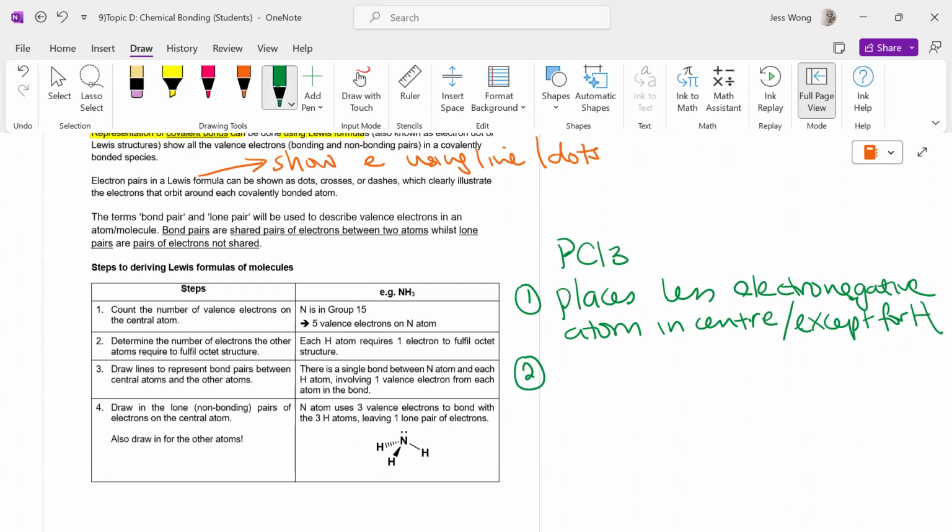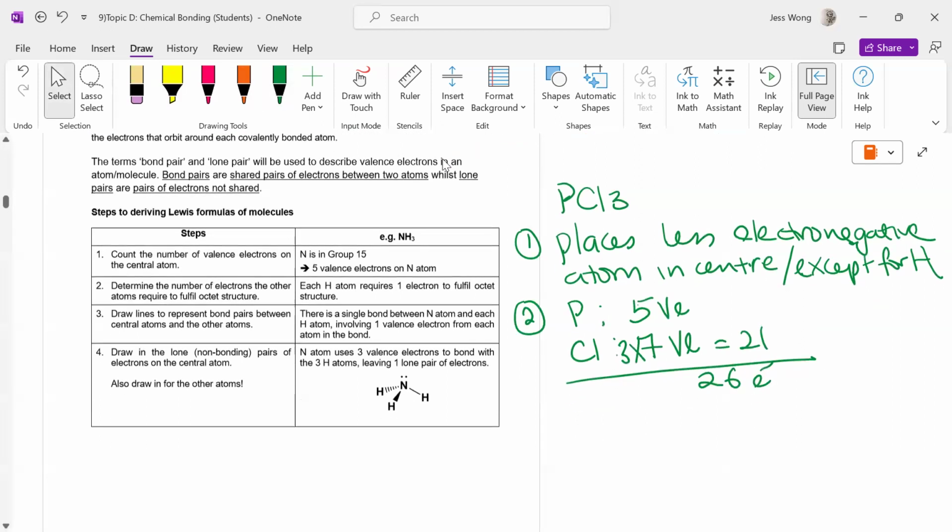Second, we count electrons. Phosphorus, being from group 15, has 5 valence electrons. Chlorine, from group 17, has 7 valence electrons, and I have 3 chlorines, so that gives me 21. Altogether, I need to draw a structure that has 26 electrons.